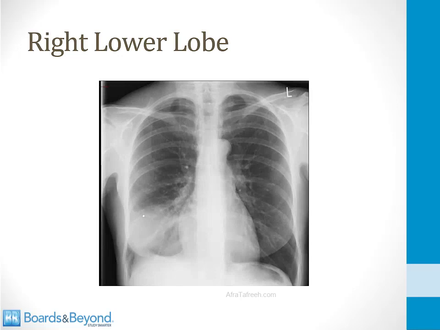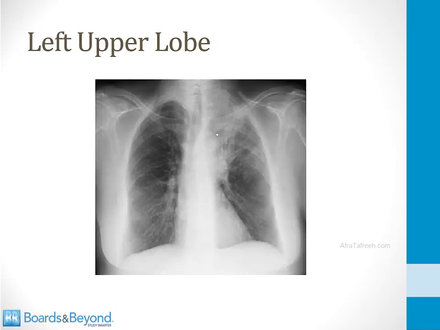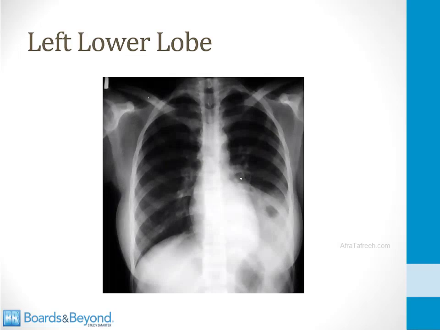And then finally, here's a right lower lobe infiltrate where the haziness is down at the bottom portion of the right side of the lung. Notice that it obscures the diaphragm border over here. That's classic for right lower lobe pneumonia. On the left side, here's an upper lobe pneumonia. You can see this haziness here in the upper portion of the left lobe of the lung. And then finally, here's an example of a left lower lobe pneumonia.